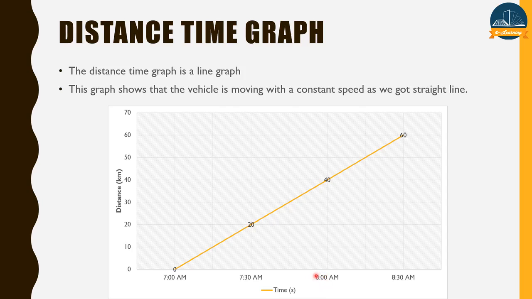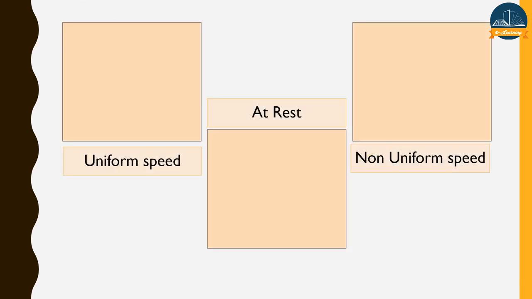At 8, the distance travelled was 40 kilometers. So I'll mark it here. And at 8:30, 60 kilometer. In this way, we got a straight line which represents the vehicle is moving at a constant speed and in uniform motion. If a vehicle is moving in uniform motion, we will get a slanting straight line graph.